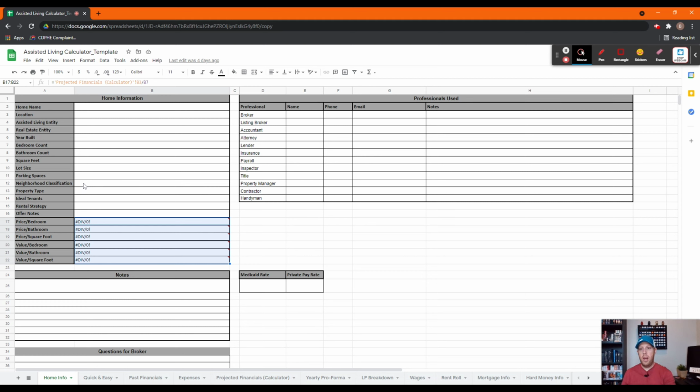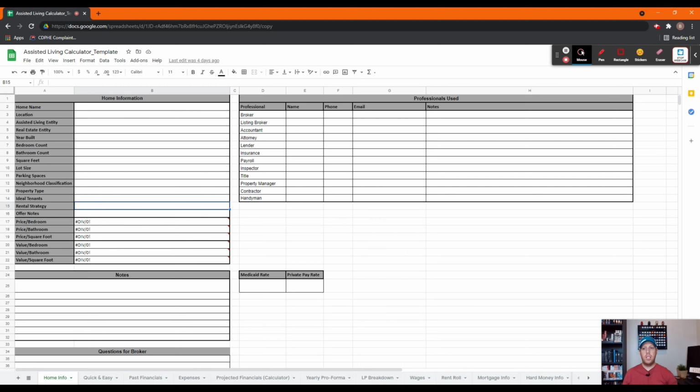You can put in here the neighborhood classification, so if it's an A, B, or a C, and the property type, is it residential, commercial? Your ideal tenants: are you working with elderly care? Are you working with mental health? Are you a memory care facility? Kind of what do you want to do with this facility?